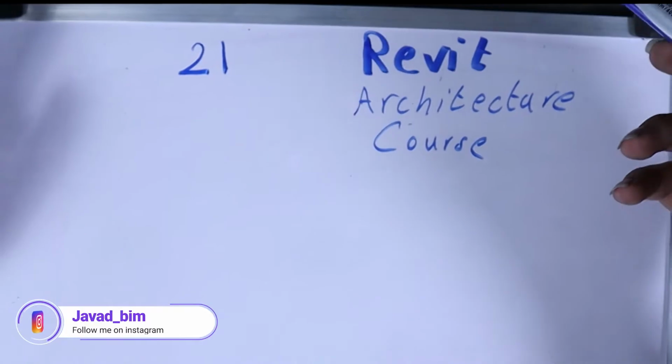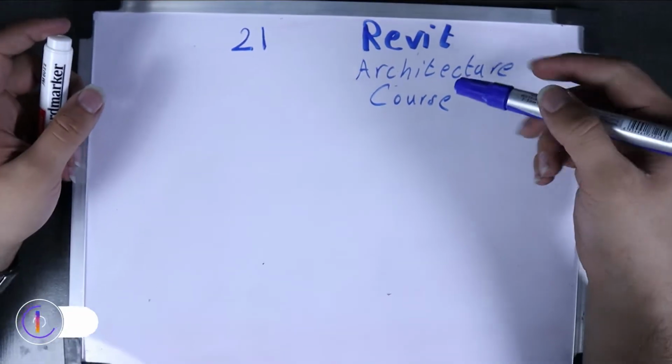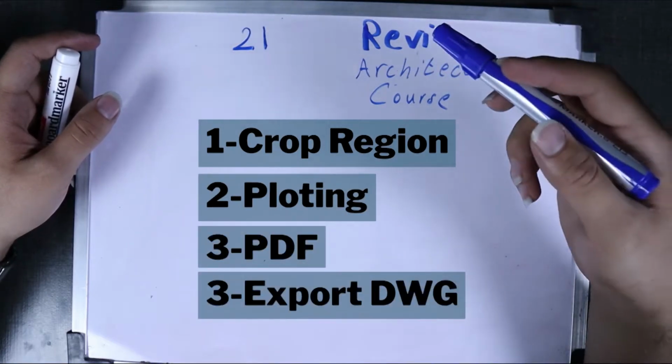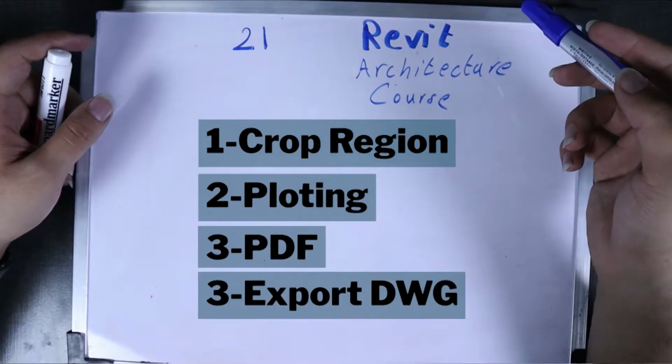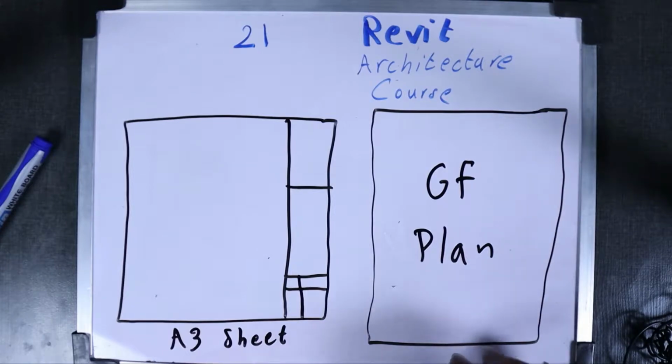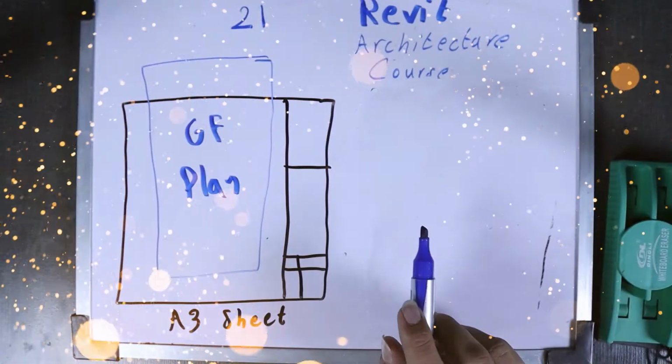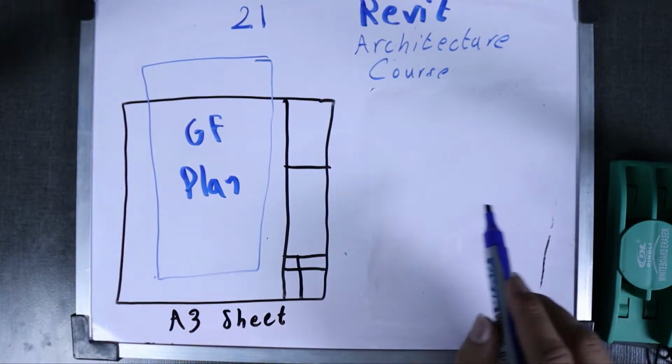Make sure to check the other episodes. In this episode we want to talk about the crop regions, plotting PDFs and exporting DWGs in Revit. For example, we have this A3 sheet in here and we want to bring the floor plan in here. Let's bring it in.